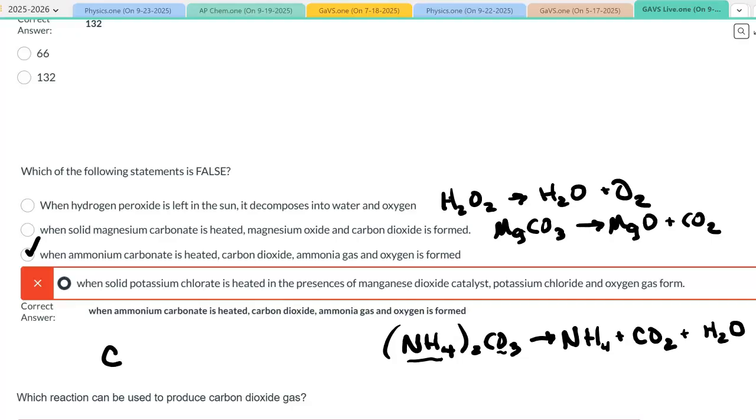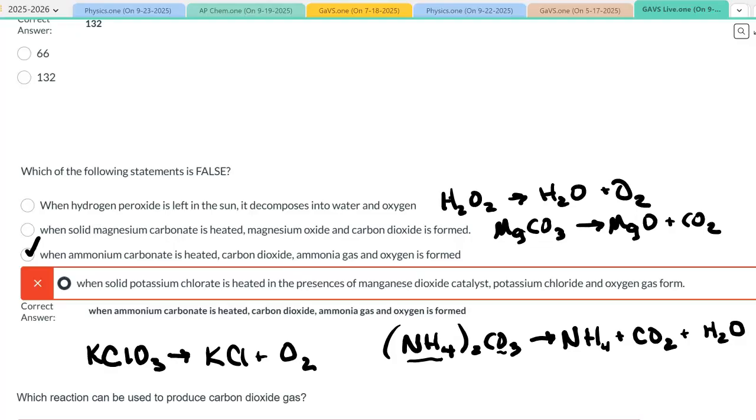Chlorates, any metal chlorate, becomes the metal chloride and liberates oxygen gas. So all the oxygens come off, and none of those are balanced, by the way. I just wrote them real fast for you.